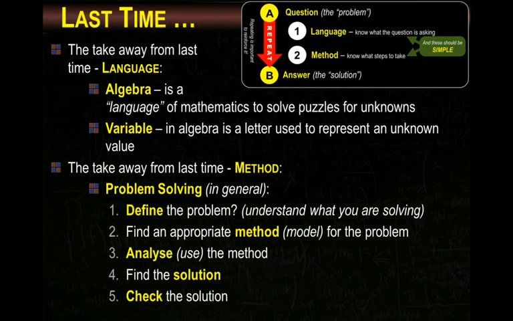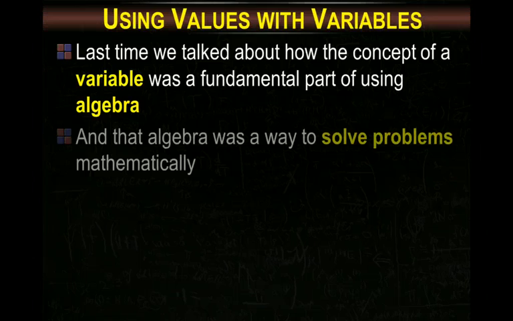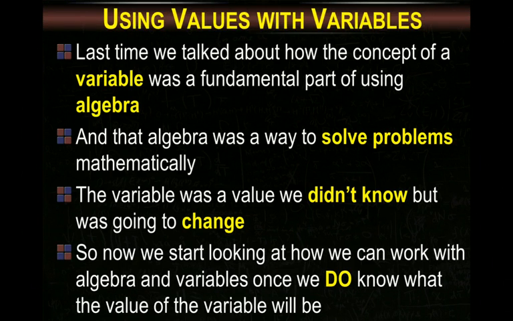Now, last time we had that general problem-solving discussion about 5 steps to solving a problem: figuring out what we're doing, finding an appropriate method, using the method, getting a solution, and checking it. We're moving beyond that now. That was general problem-solving. So now, if we're going to start doing this mathematically, we need to start solving for the puzzle. If a variable is a fundamental part of algebra, and algebra is solving puzzles, and the variable is the thing we don't know, what if all of a sudden we do know?